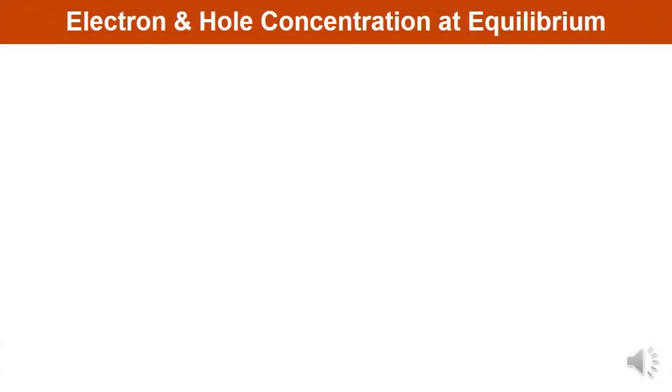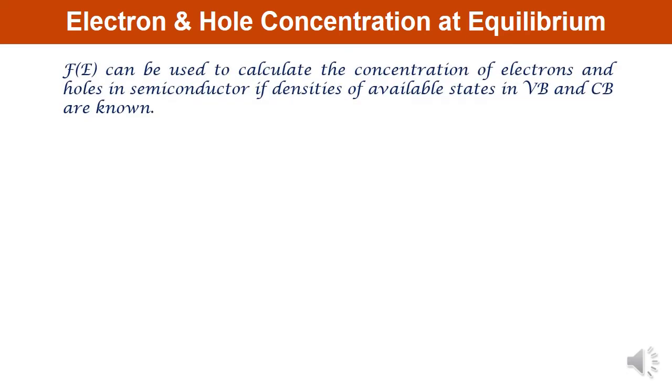You know that the Fermi distribution function plays a very important role, which is used to define the concentrations. The Fermi distribution function is denoted by F(E) and it can be used to calculate the concentration of electrons and holes in the semiconductor if the densities of available states in the valence band and conduction band are known. So if the densities are known, then we can calculate the concentration of electrons and holes.